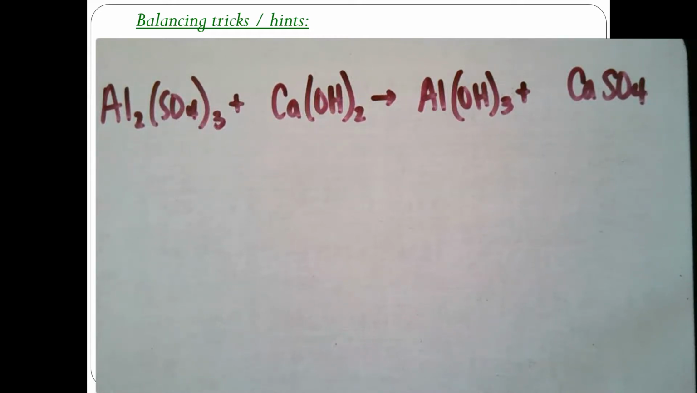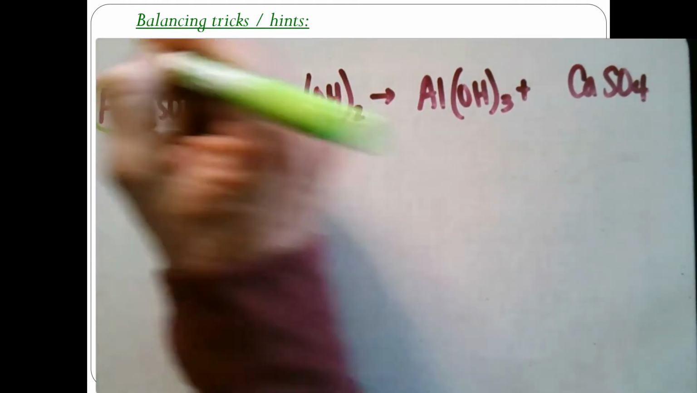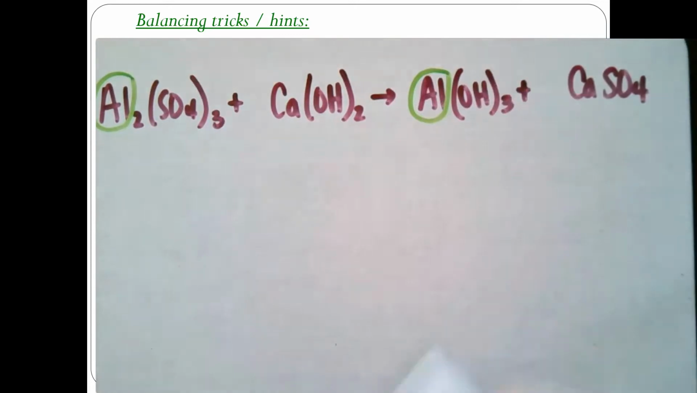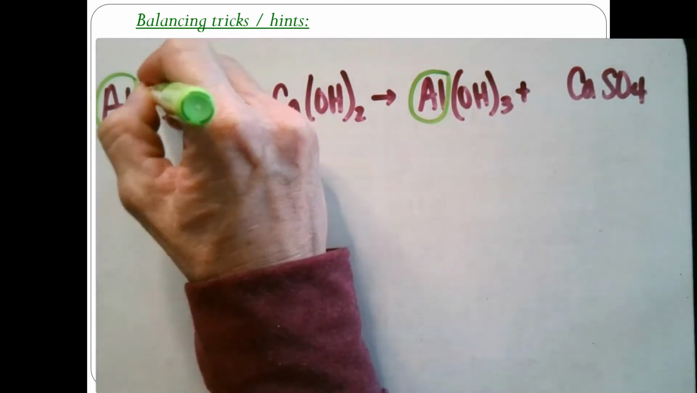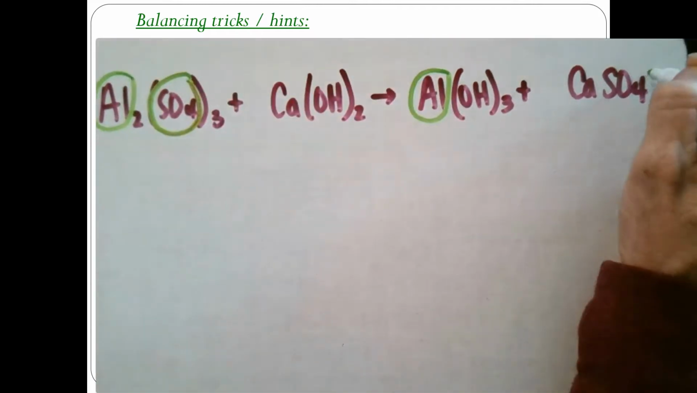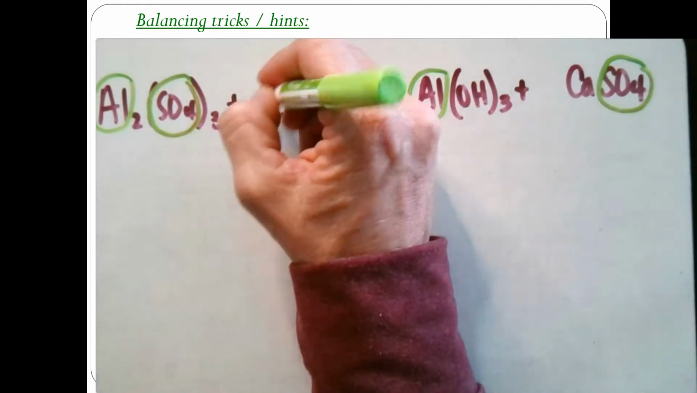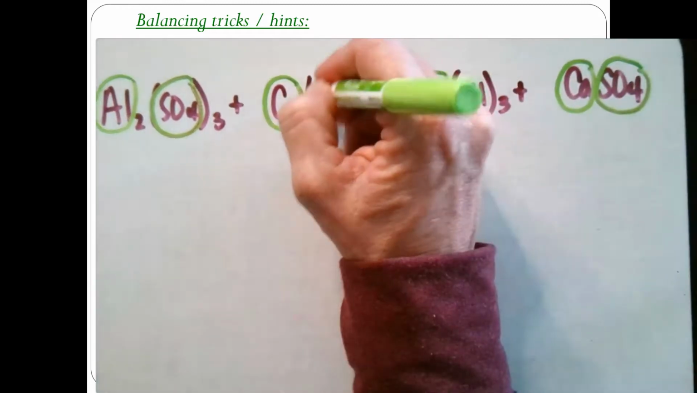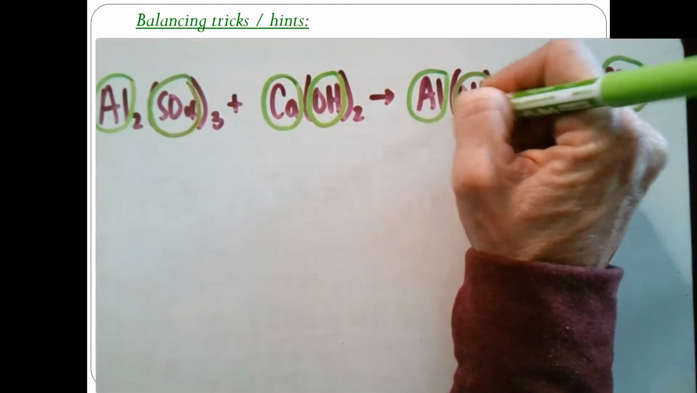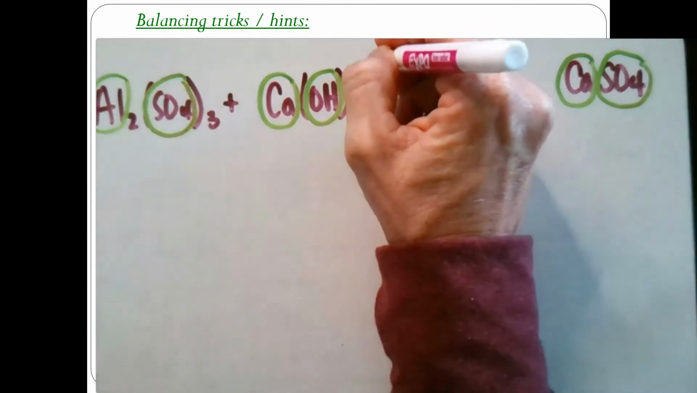So when I'm deciding what I have here, I see that I have aluminum on both sides of the equation. I have sulfate, the polyatomic ion sulfate, SO4. I have that on both sides of my equation. I have calcium on both sides of the equation. And last but not least, I have hydroxide on both sides of the equation. So when I go to balance, I'm going to make 4 things.